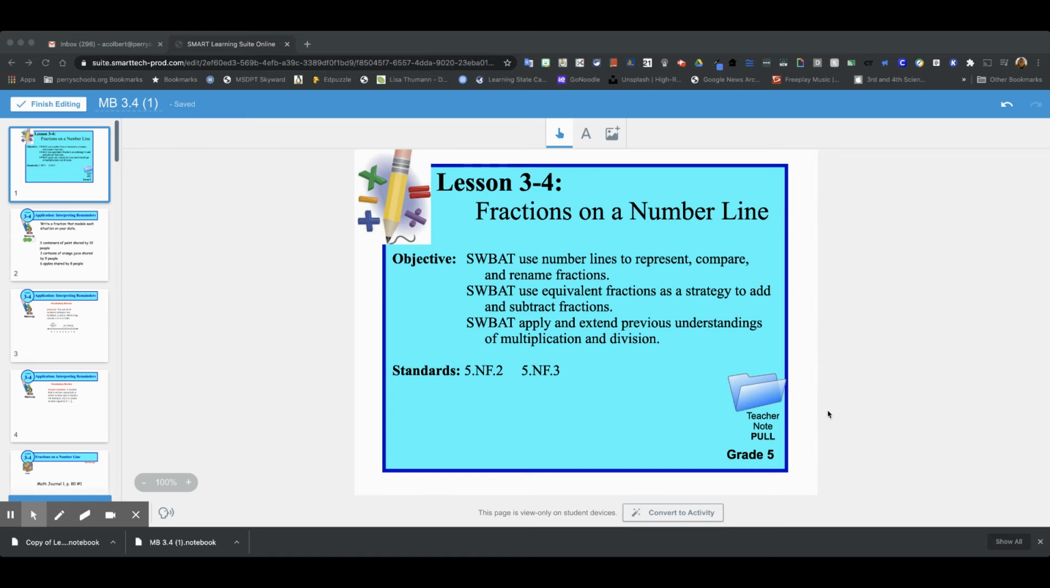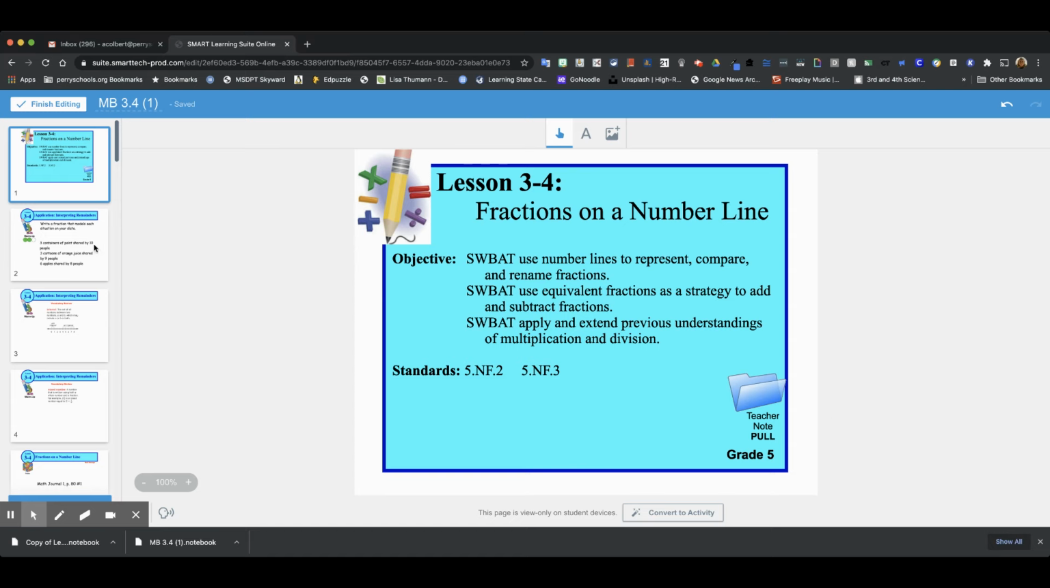Hi guys, we are on lesson 4 of unit 3, fractions on a number line. Today we're going to be able to use number lines to represent, compare, and rename fractions, use equivalent fractions as a strategy to add and subtract fractions, and also apply and extend previous understandings of multiplication and division.